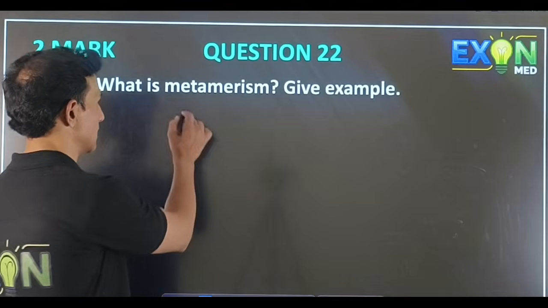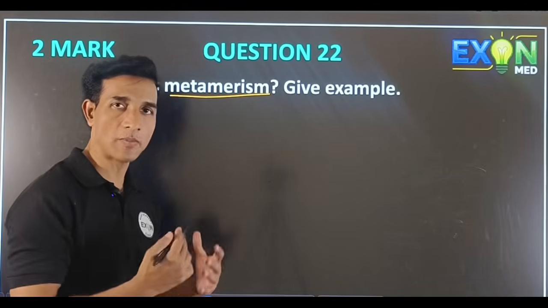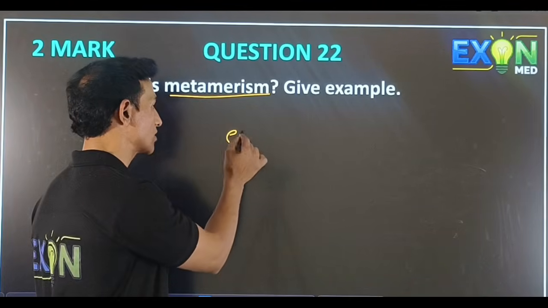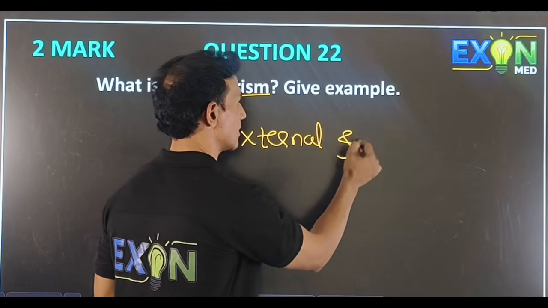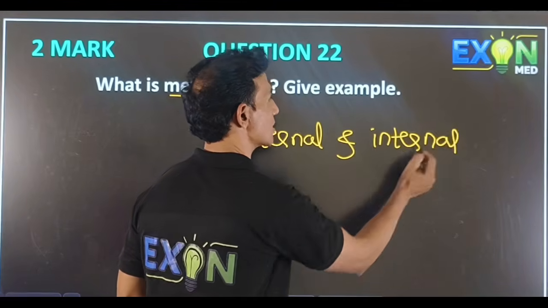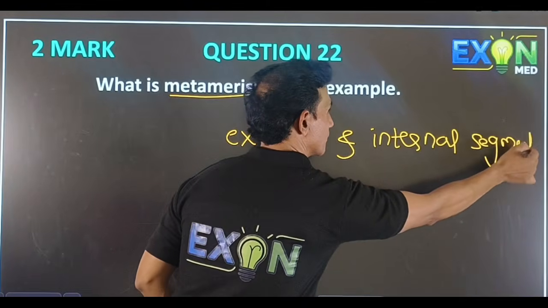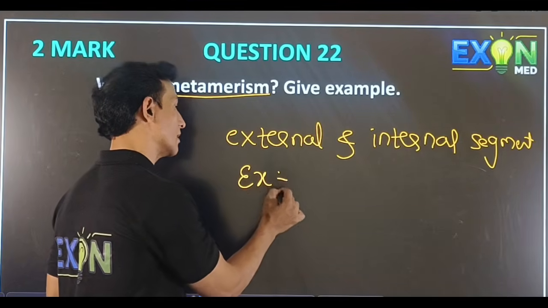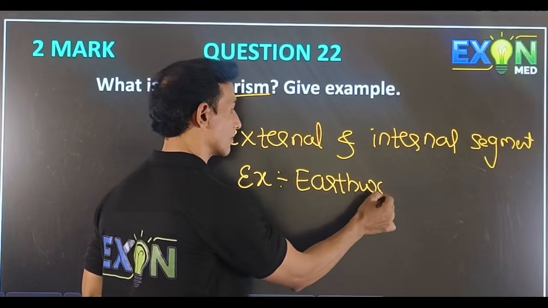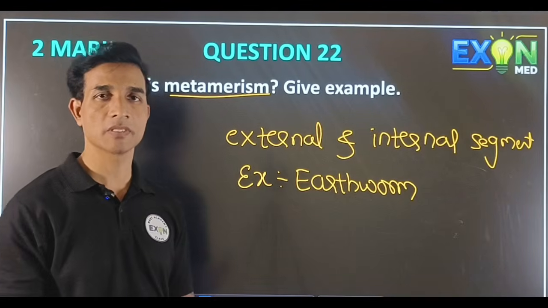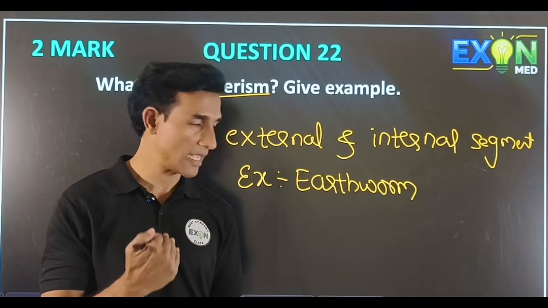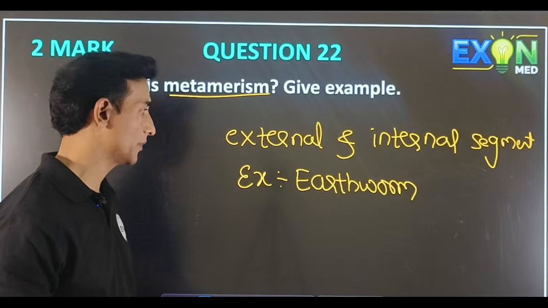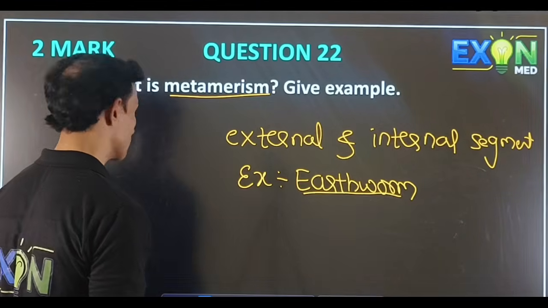Next question. What is metamerism? Give example. So metamerism, in some organisms, what happens? The body is divided into external and internal segments. At least some organs are repeated. Example is earthworm. So I repeat, in some organisms, the body is divided into internal and external segments. At least some organs are repeated serially, and that is called metamerism. And example is earthworm.